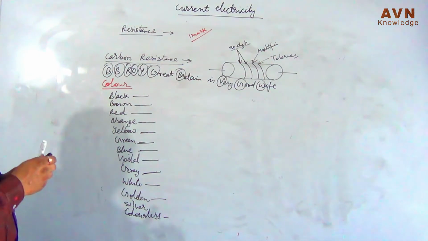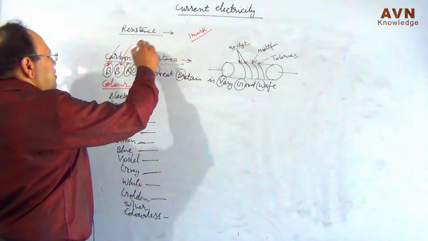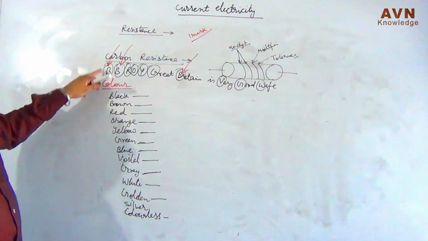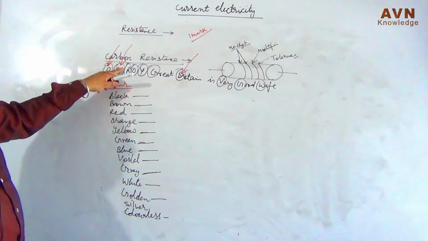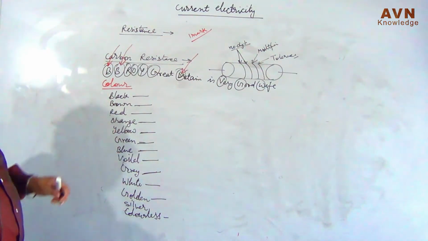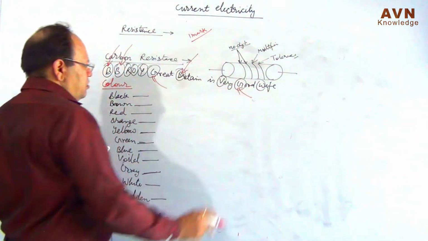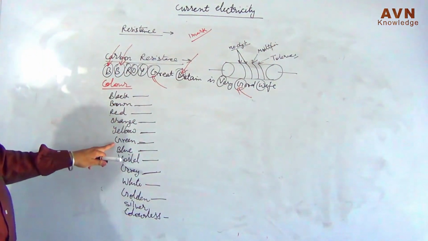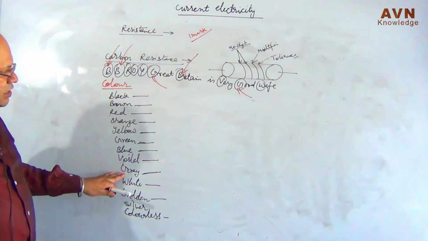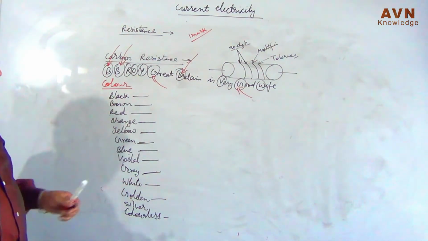So there are three B's. The first B is the darkest, that is black. The second is less dark, that is brown. The third B is blue. And there are two G's: the darker G is green, and the lighter one is gray. Then white, golden, silver and colorless.